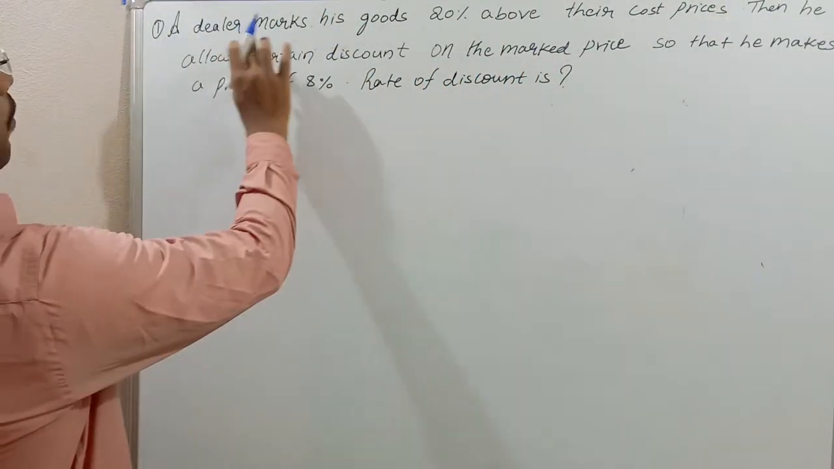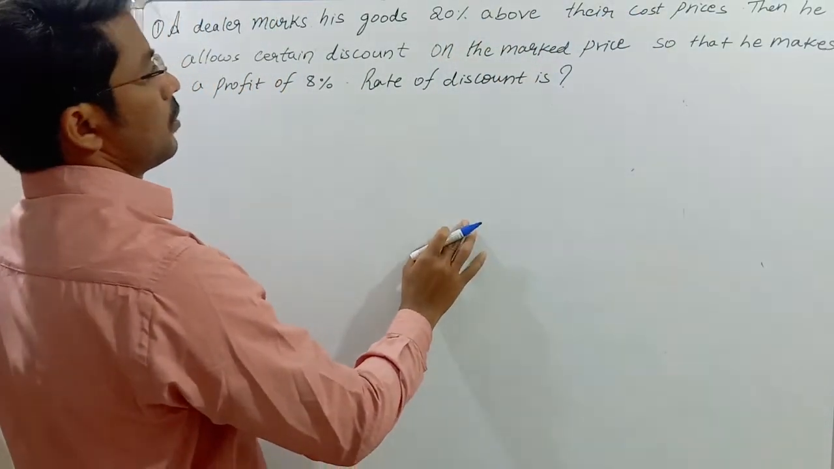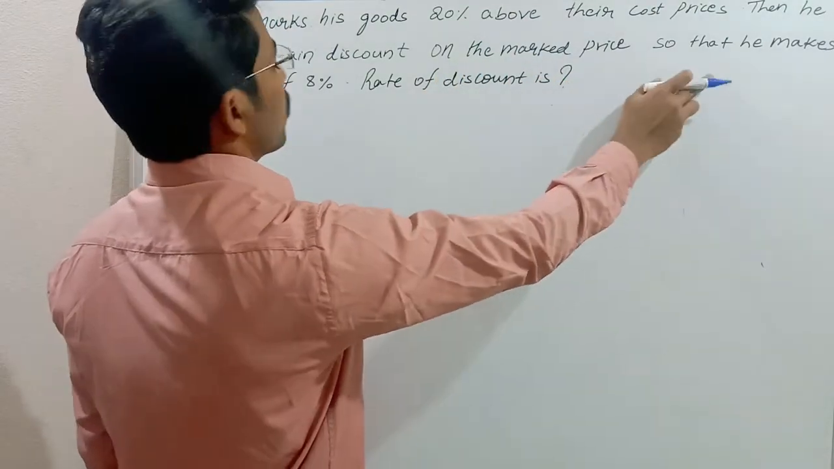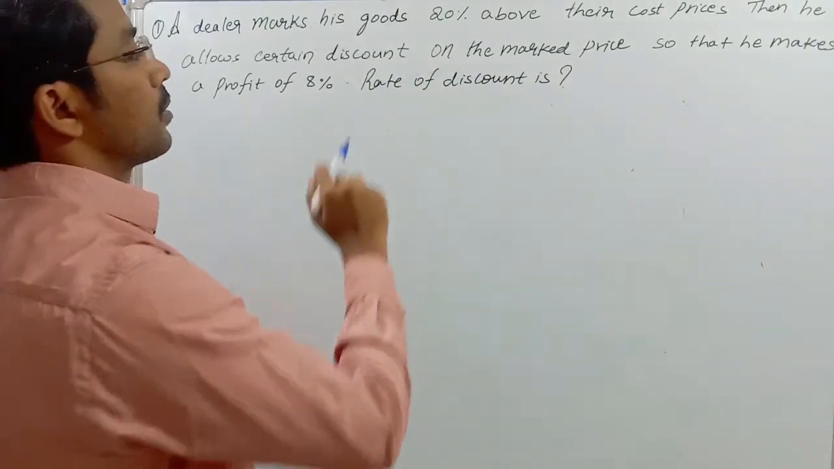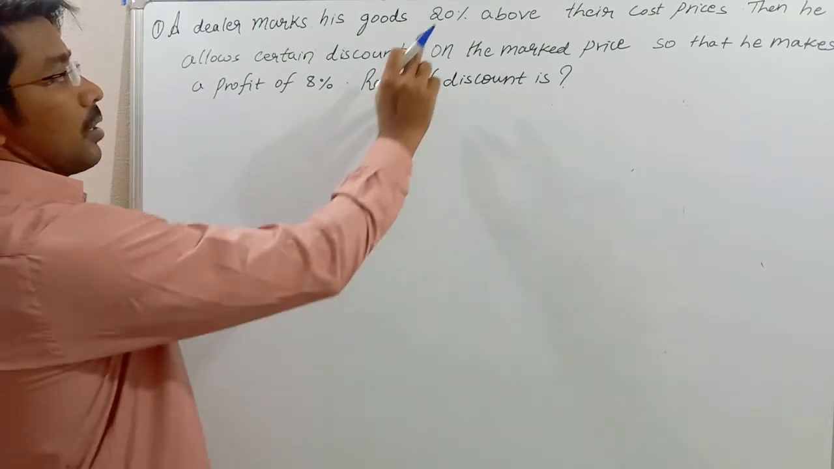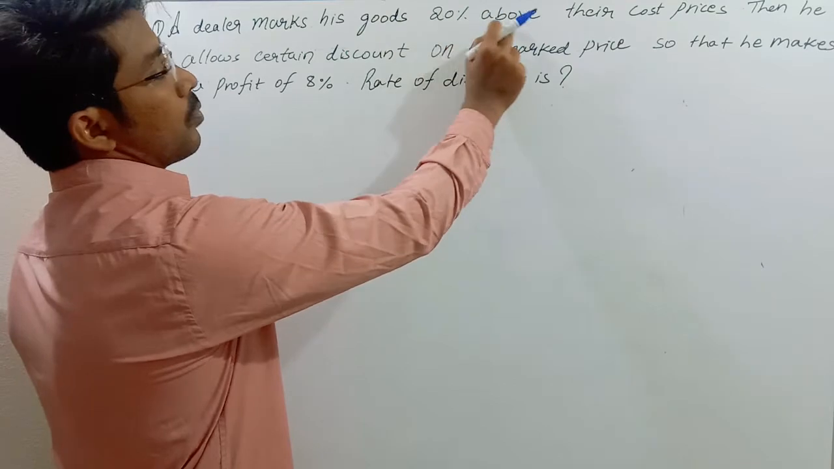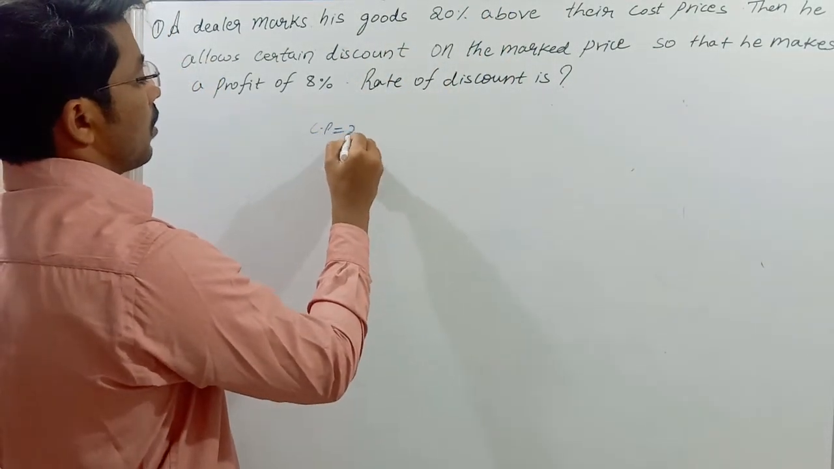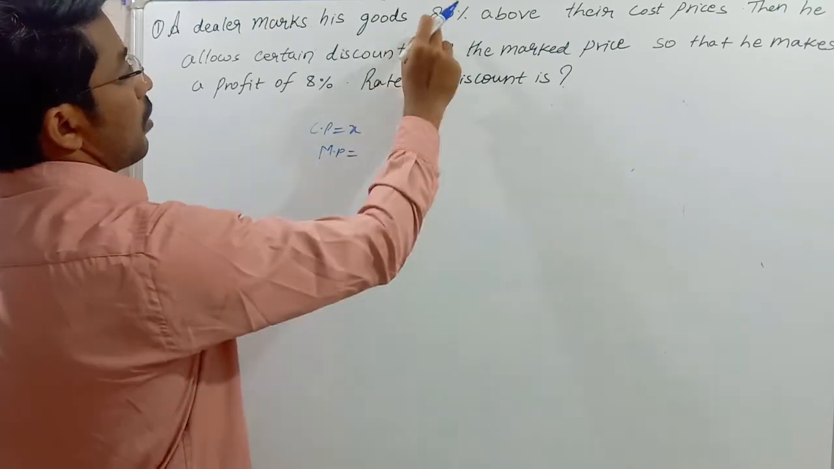A dealer marks his goods 20% above their cost prices. Then he allows a certain discount on the market price so that he makes a profit of 8%. So then the rate of discount we have to find out. Suppose a dealer has certain goods and is marking them 20% above the cost price. Let the cost price be X and MP be the market price he marked.